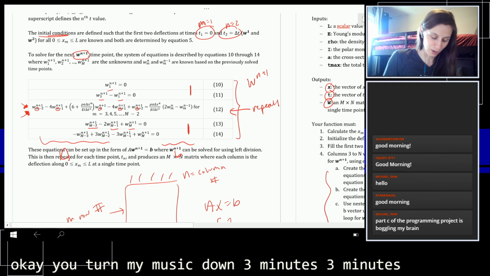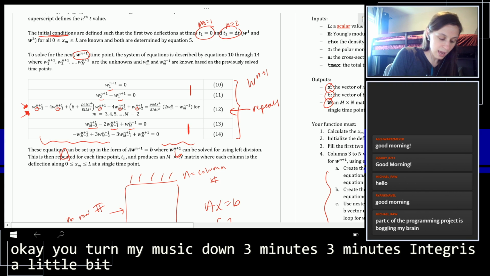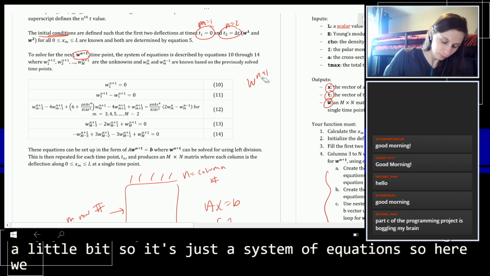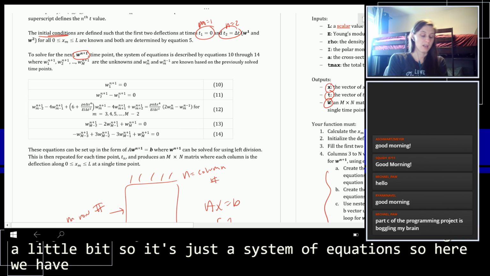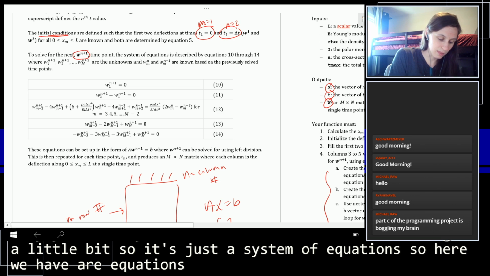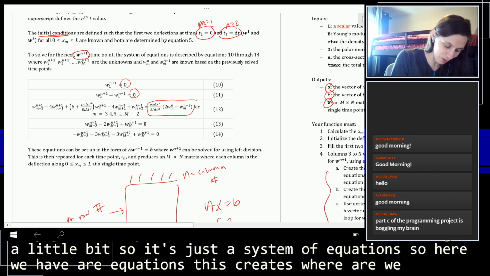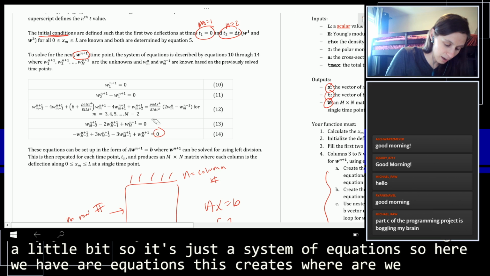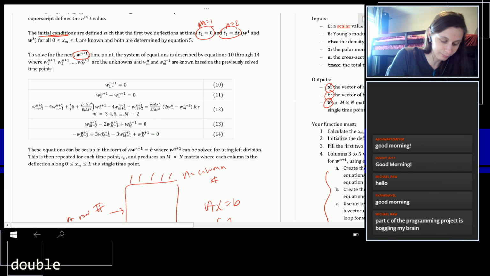Let's attack this a little bit. So it's just a system of equations. So here we have our equations. This creates our B vector. The other side creates our A matrix. So think about w_1 through w_(n+1) as your unknowns.